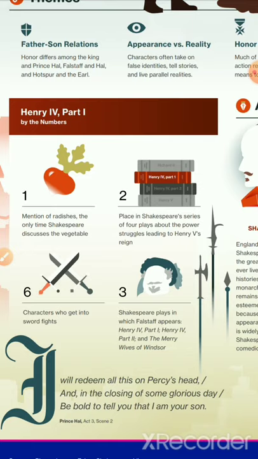Then characters who get into sword fights: there are six characters who get into sword fights. And number three is the Shakespeare plays in which Falstaff appears, that is Henry IV Part 1, Henry IV Part 2, and The Merry Wives of Windsor. So in these three plays we can see the presence of Falstaff.